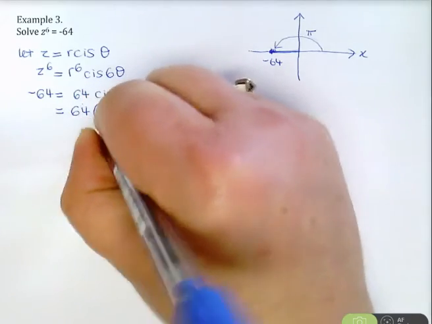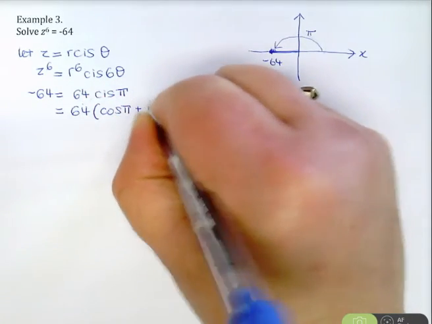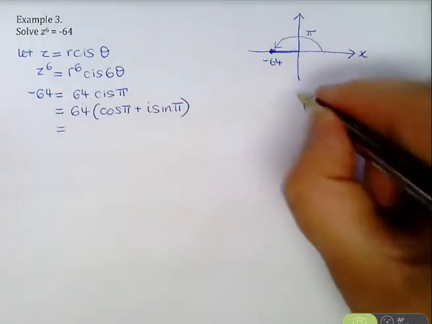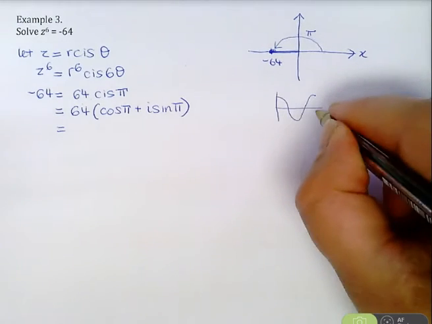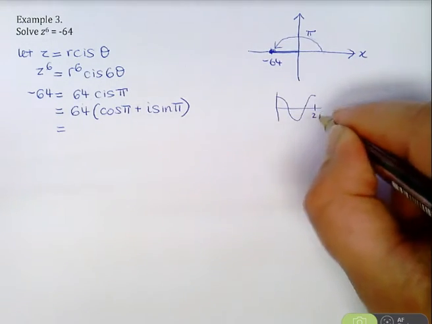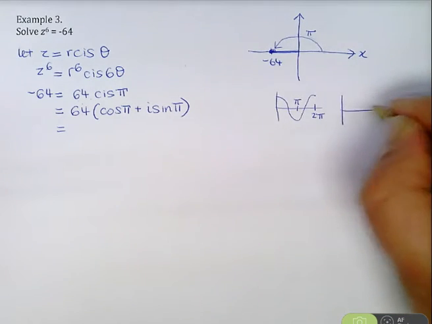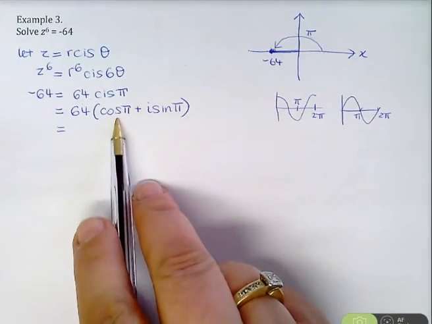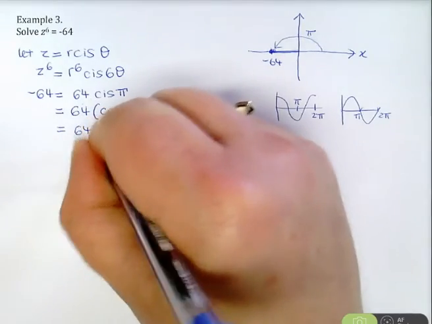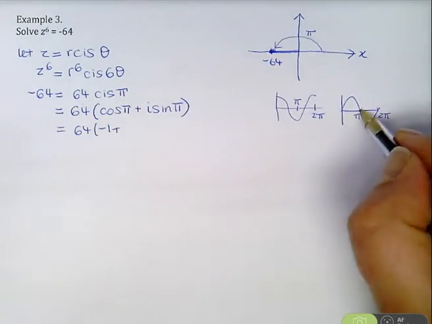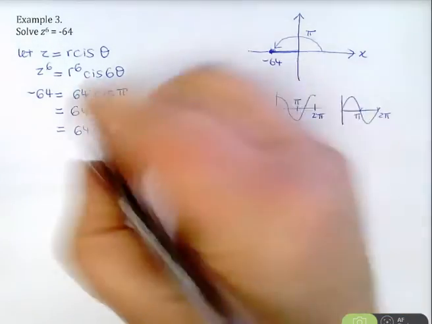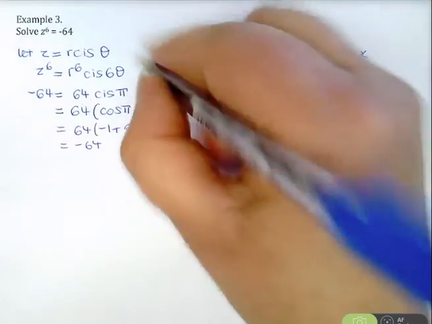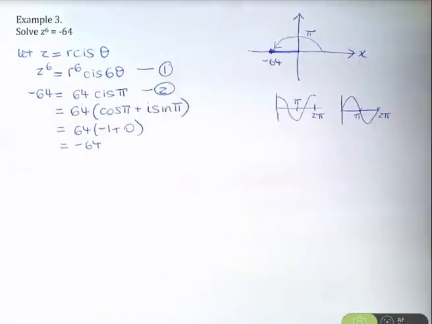Now, I'm going to expand that. Cis pi means cos pi plus I sine pi. Now, just showing you that this will equal negative 64, if I just do a quick cos curve, now remember that's 2 pi, that's pi, and if I do a quick sine curve, that's 2 pi, which is 360, and that's pi, which is 180. What is the cos of pi? It's negative 1. And what is the sine of pi, or sine of 180? It is 0. So you can see that negative 64 is 64 cis pi.